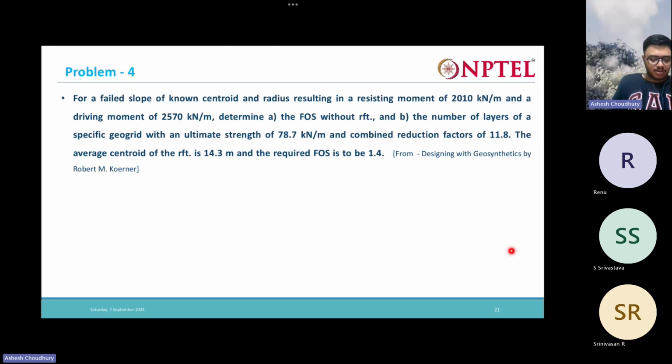Very easy. Similar problem. There are two things we need to do. First, we need to determine the factor of safety for the unreinforced slope. And next, we need to calculate the number of layers required for the reinforced slope. So let us do that.